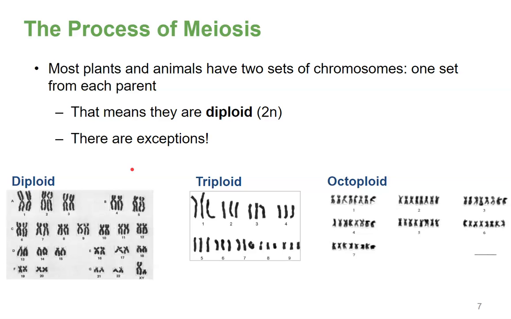All right, so the process of meiosis. Most plants and animals have two sets of chromosomes, one set from each parent. So you have two sets of chromosomes for every pair, correct? Diploid organism is what you are. So number one, you have a pair. Number two, you have a pair. Number three, you have a pair, so on and so forth, all the way down.